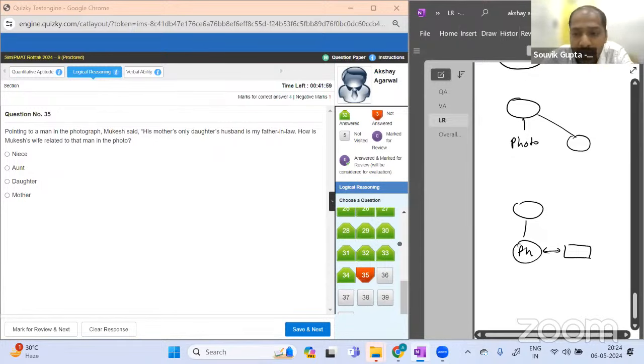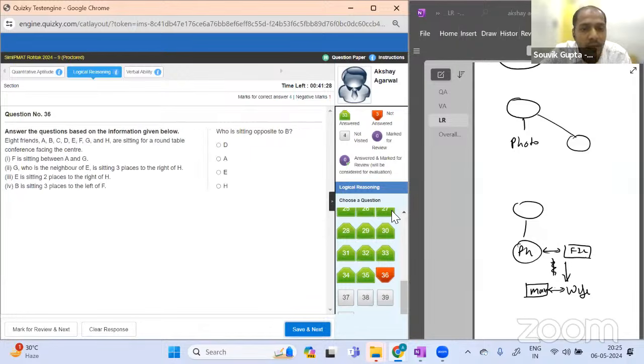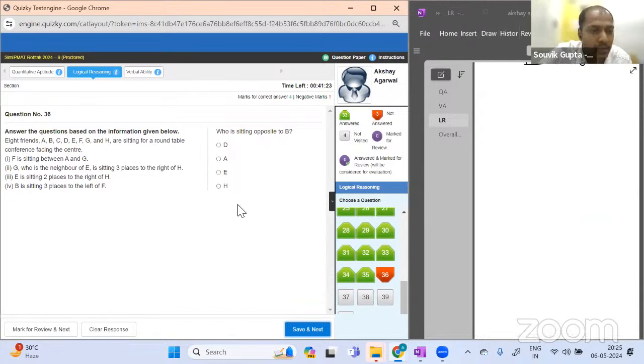And Mukesh's wife. So Mukesh is a male, and in this case he has a wife. Mukesh's father-in-law means Mukesh's wife's father. So how is Mukesh's wife related to the man in the photo? Daughter, in this case, and there's no cannot be determined. I'm pretty sure I'll get the same case here also, so I'm not going into the other case. Even if I get a different answer, I'll not go into it because multiple answers are not there in the question.